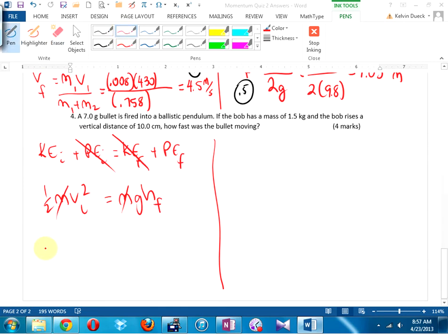I think we're going to get then V initial is going to be 2 times g times the final height square rooted. It's going to be the square root of 2, 9.8, 0.1.